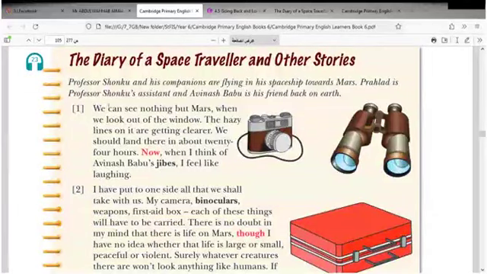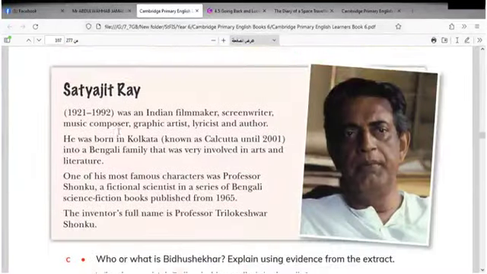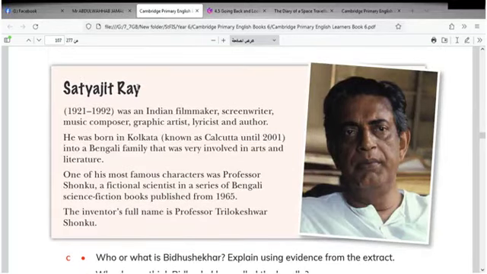Satyajit Ray, 1921 to 1992, was an Indian filmmaker, screenwriter, music composer, graphic artist, lyricist, and author. He was born in Kolkata, known as Calcutta until 2001, into a Bengali family that was very involved in arts and literature. One of his most famous characters was Professor Shonku, a fictional scientist in a series of Bengali science fiction books published from 1965. The inventor's full name is Professor Trilokeshwar Shonku.